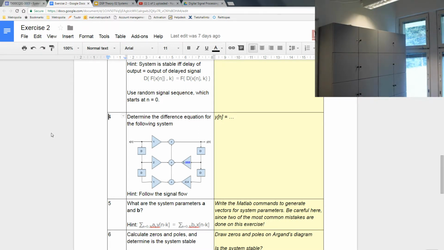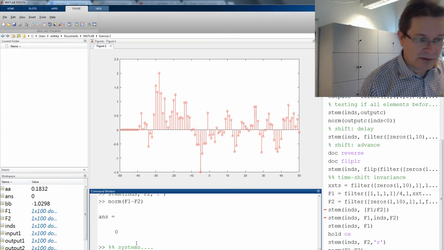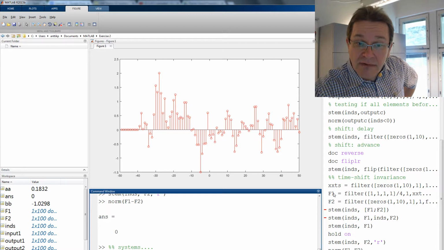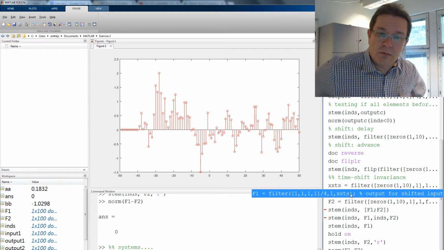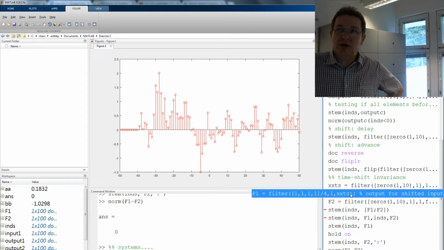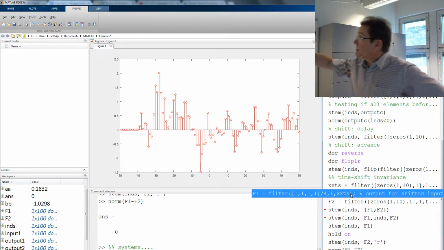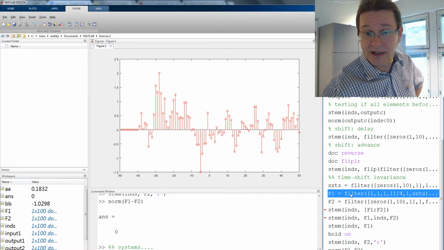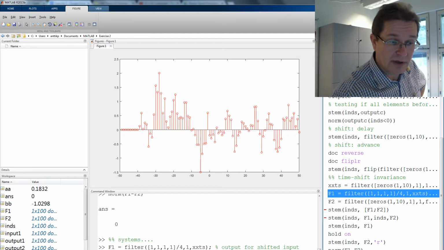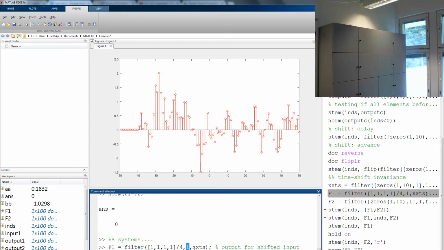So that's how I got it in MATLAB. On MATLAB, I have this filter. For example, here F1 is filter 1 1 1 1 divided by 4. So that's the running average filter coefficients for x. And then for the other one, there's a scalar number 1 in the middle. That's the parameters for y.